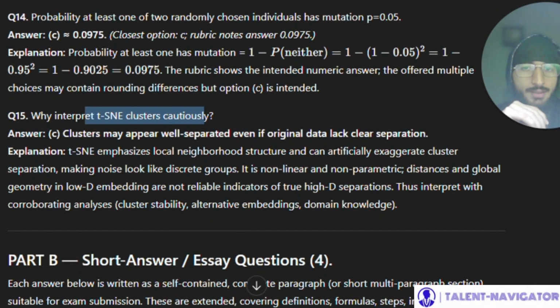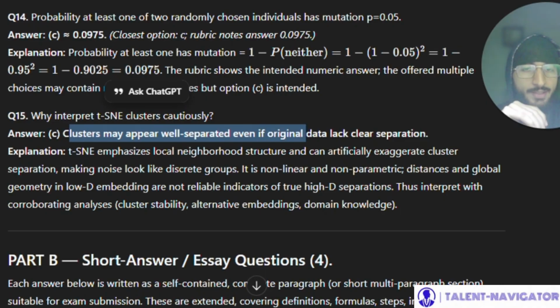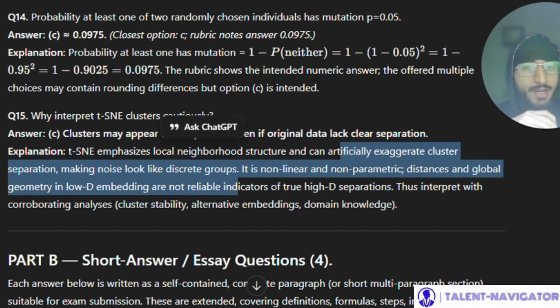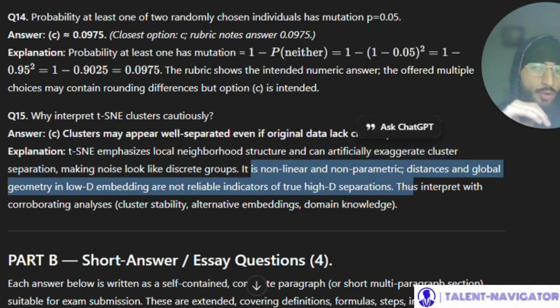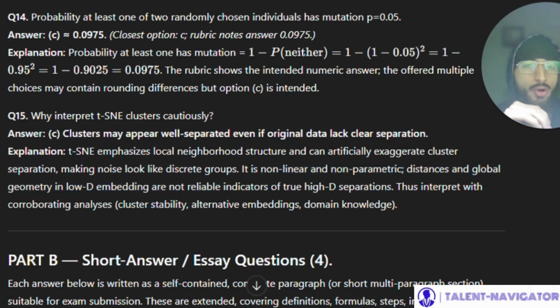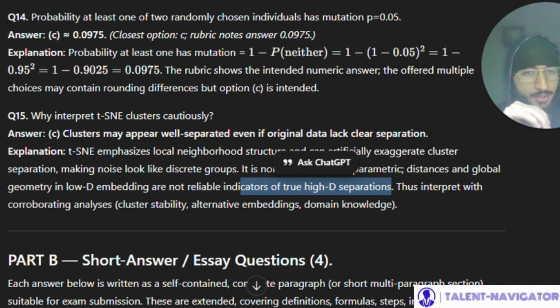So why interpret t-SNE clusters cautiously? Clusters may appear well separated even if the original data lacks clear separation. It emphasizes local neighborhood structure and can artificially exaggerate cluster separation, making noise look like discrete groups. It is non-linear and non-parametric. Distances and global geometry in the low-dimensional embedding are not reliable indicators of true high-dimensional separations.